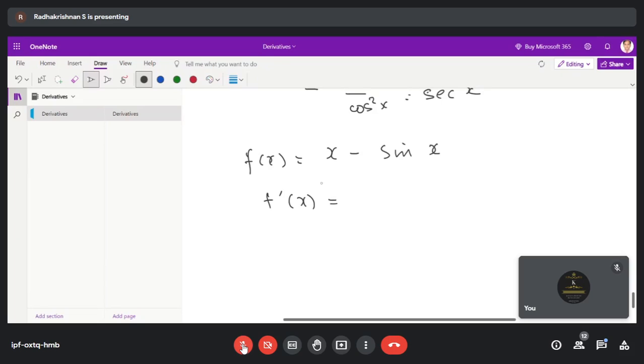So we've seen that if it's a sum of functions like this, f of x plus g of x, we can differentiate each one. So it becomes derivative of x minus derivative of sin x. So what is derivative of x? 1. And derivative of sin x? Cos x. That's all.